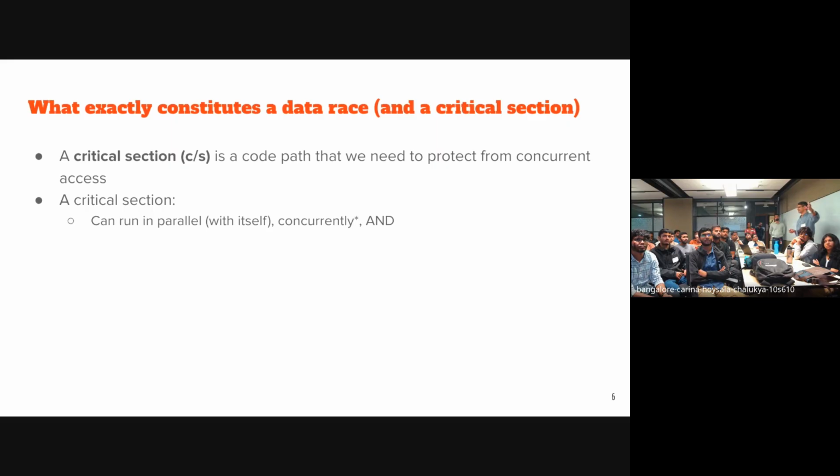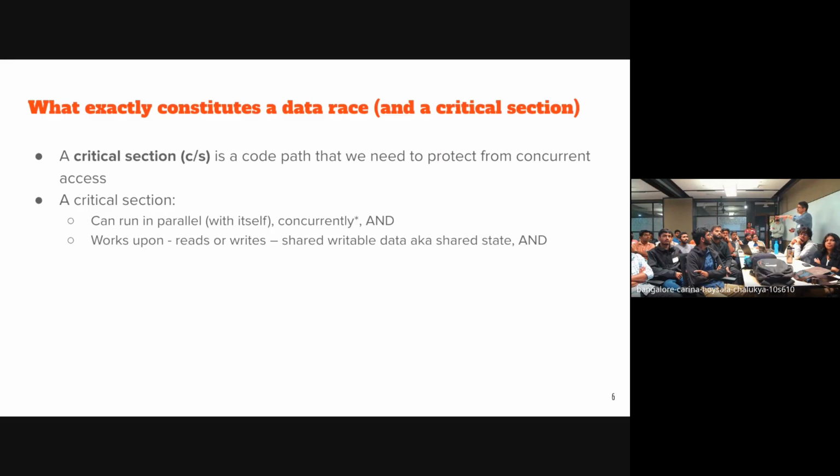So guys, we have some conditions. Is this code path of mine a critical section? Just answer these questions. Can it possibly run in parallel? Can different threads run through it at the same time? Think of a driver. Of course it can happen. We can't say only one guy can access the disk or network at a time. Of course not. We have concurrency.